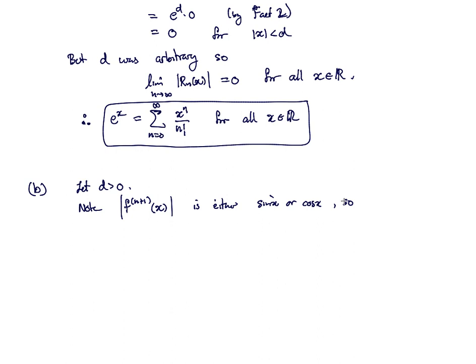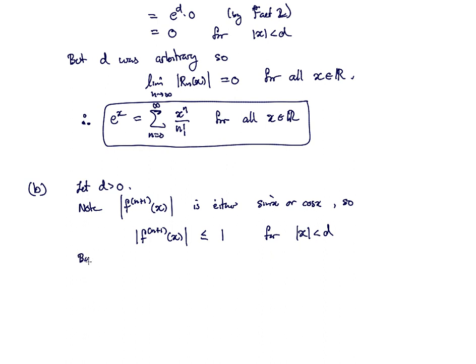And so what does that mean? Well, it means that the nth plus first derivative is going to be either sine or cosine, so it's bounded above by 1. And that's for any x smaller than d. In fact, in this case, it's true for any x because sine and cosine are bounded above by 1. So this is true for any x in the interval bounded above by d.